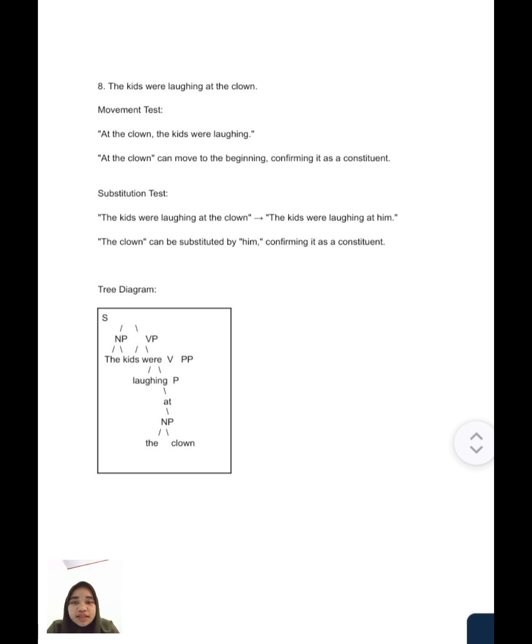Next is: the kids were laughing at the clown. In movement test: at the clown, the kids were laughing. "At the clown" can move to the beginning, confirming it as a constituent. In substitution test: the kids were laughing at him. "The clown" can be substituted by "him", confirming it as a constituent.